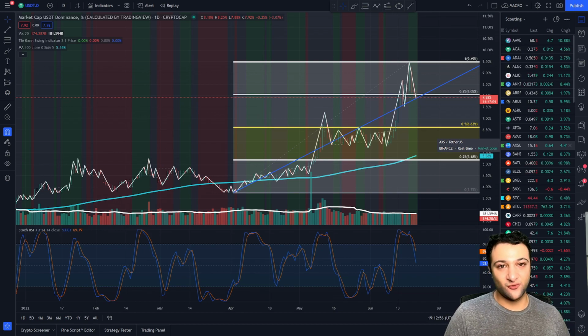So we'll do our best with forecasting, but let's just try and draw up scenarios so we can see what we can do as investors to see where the market will go and what we can do if it goes up or if it goes down. So let's start off with USDT.